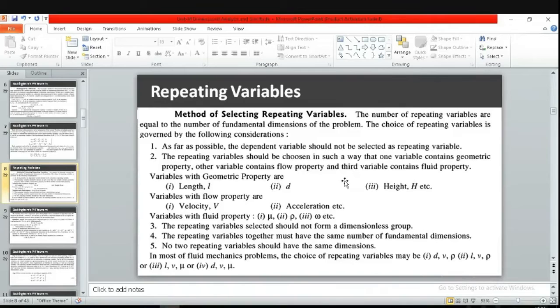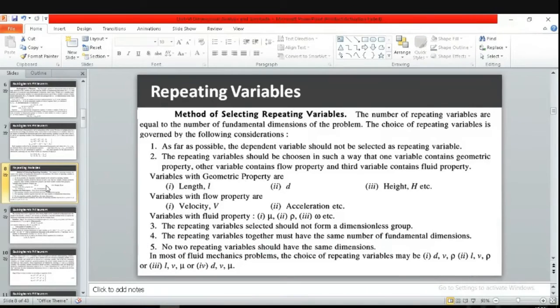Then the next repeating variable is the second repeating variable. It should indicate the flow property, for example velocity and acceleration, or angular velocity or angular acceleration. Then the third repeating variable should indicate a fluid property, such as viscosity, mass density and so on. Okay, so in this way you can select the 3 repeating variables out of the given variables.